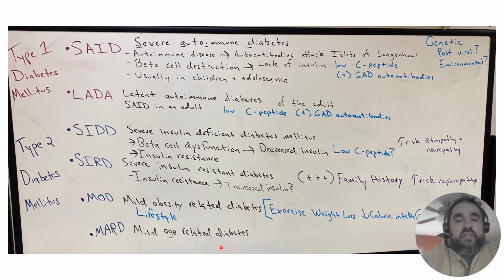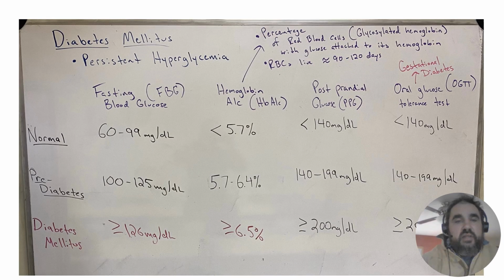MARD, mild age-related diabetes. I didn't write anything there because people just develop insulin resistance as they get old. So this is like the 70 or 80-year-old that has diabetes. Unfortunately, SID and SIRD patients have a lot of complications, and unless they do really well, they'll have a harder time reaching these older ages. And we talked about mortality rates with dialysis and with limb loss, and they're very high, usually about 50% at 5 years in diabetic patients.